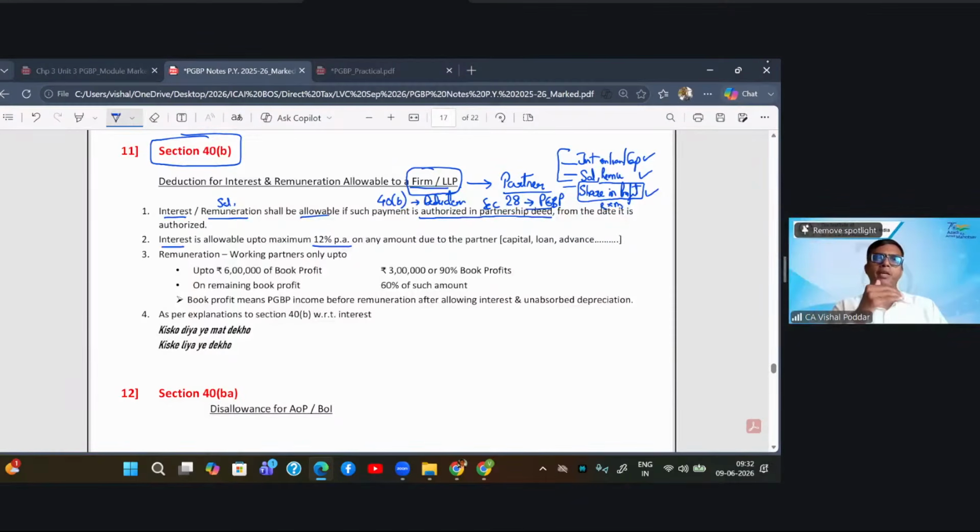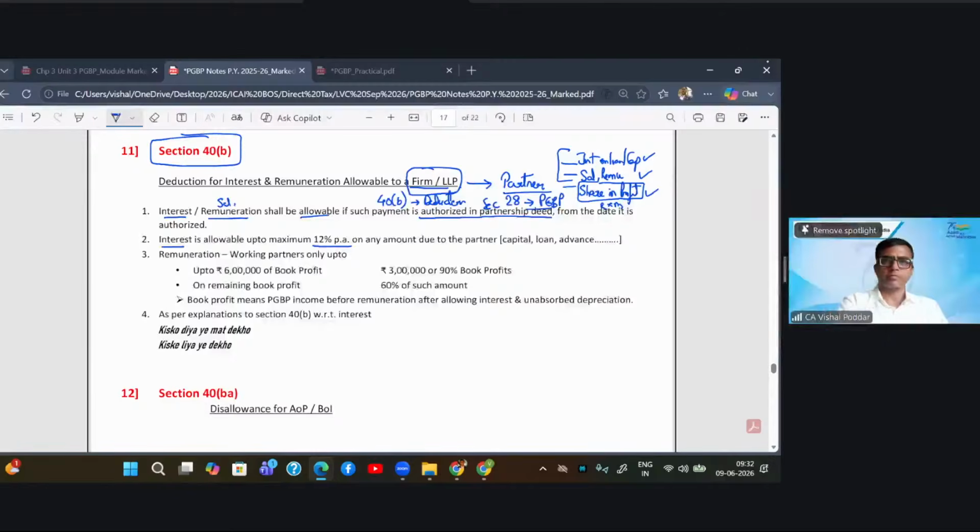Now what does it mean? Let us say the partnership deed has said 10%, that the firm will pay 10% interest. We will allow 10%. But if the partnership deed is saying 15%, you may pay 15%. That is your choice. The Partnership Act allows it. We will allow as deduction only 12% because 12% is our maximum limit. So whatever interest you are paying to your partner, that rate or 12%, whichever is lower, is the rate at which we will be allowing you deduction.